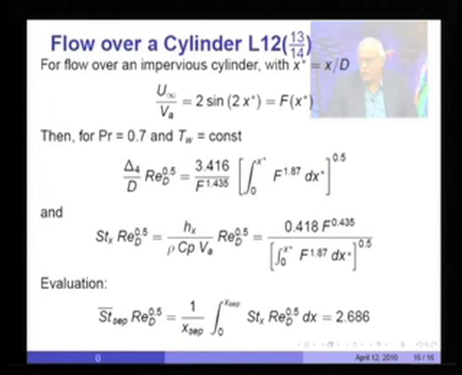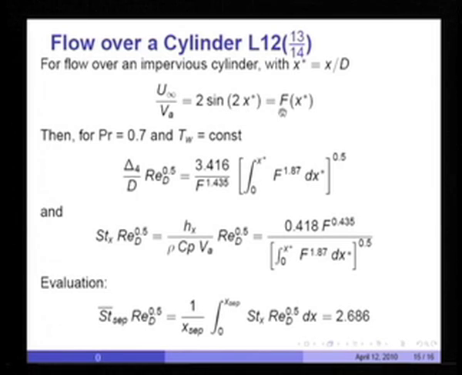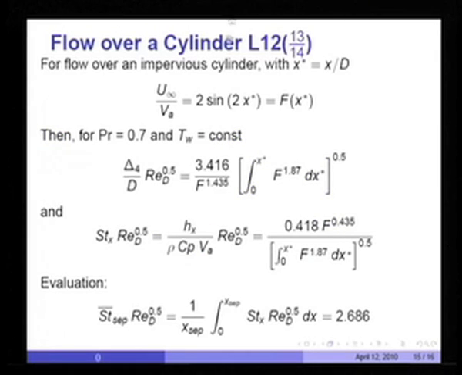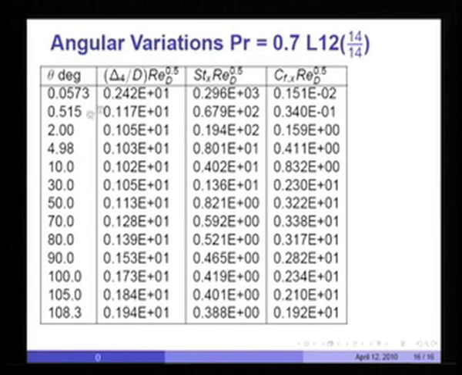I will now consider the flow over a cylinder that we had considered earlier, for which u infinity by V infinity is 2 sin 2 x star, where x star is x by d, and I had called this f of x. Then for Prandtl number 0.7 and T W equals 0, it is possible to integrate substituting for u infinity our function. It is possible to show that delta 4 by d Re d raised to 0.5 would read like that, and Stanton x would read in this fashion. If I were to integrate this function from 0 to x separation, I get the result 2.686.